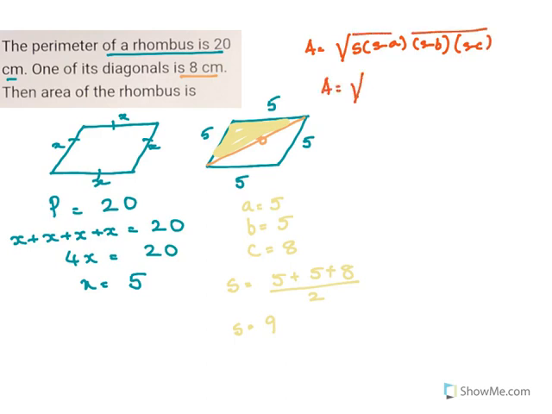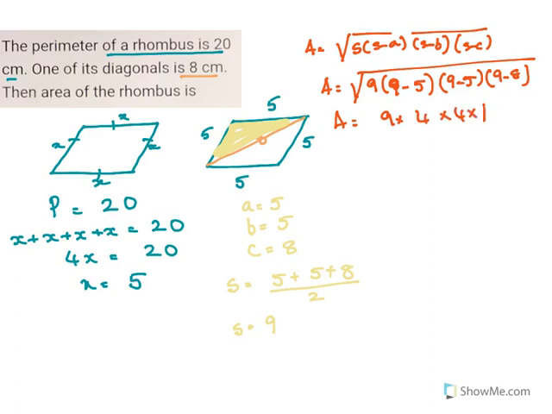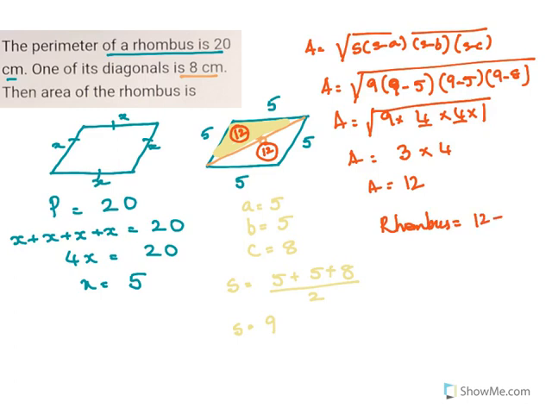So area equals, we know S is 9, so 9 minus 5, 9 minus 5 and 9 minus 8. So area is the square root of 9 into 4 into 4 into 1. The square root of 9 is 3, and 4 and 4 will come as 1. So area here is 12. Now the area of this is 12 and the area of the other triangle also will be 12. So of the rhombus, there are 2 triangles, so 12 plus 12, and the area will be 24 square centimeters.